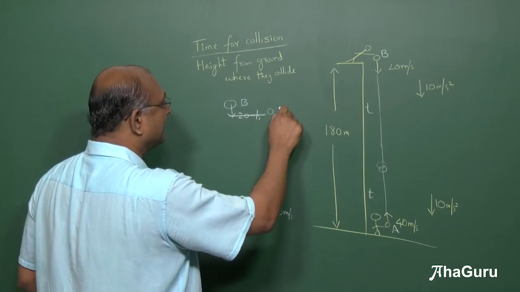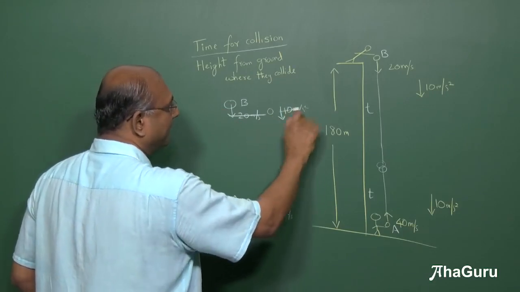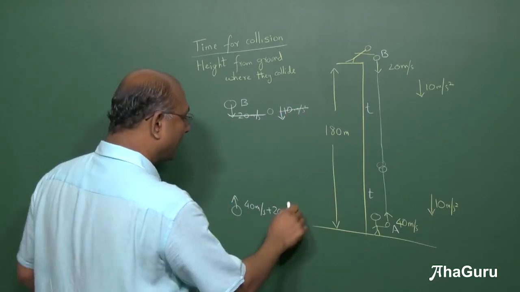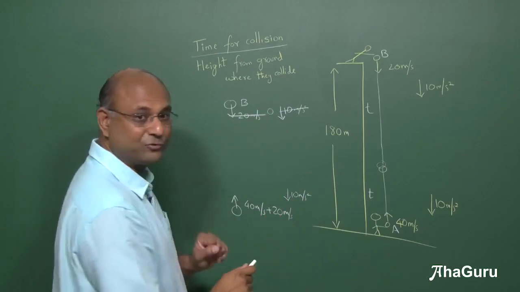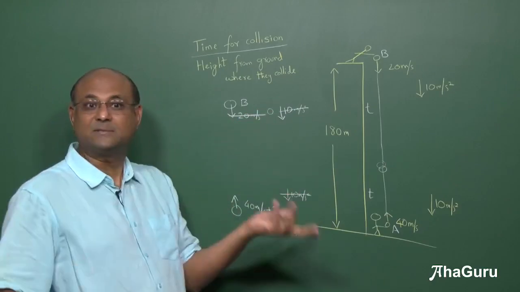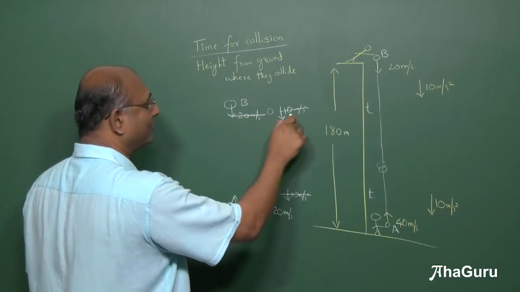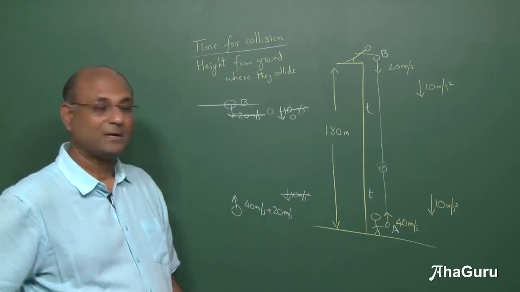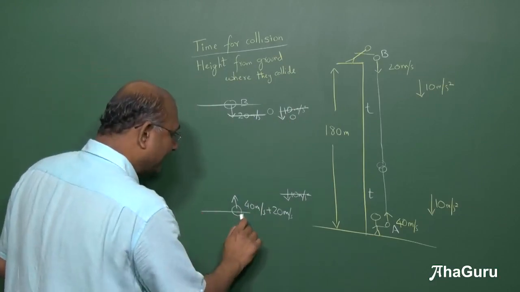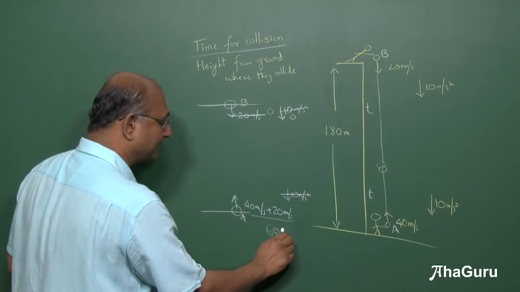Now B had an acceleration of 10, right? If I make this 10 meters per second square 0, remember A also had 10 meters per second square. So relative to B, A's acceleration becomes 0. So A has no acceleration, B has 0 velocity, 0 acceleration. B does not move. A on the other hand is moving at a constant velocity of 60 meters per second.